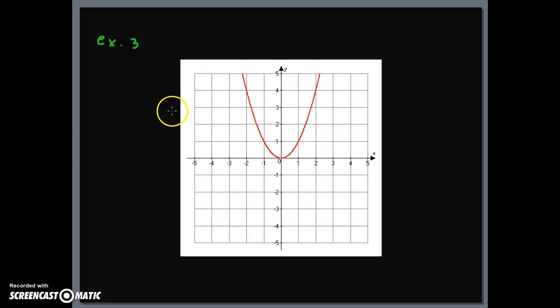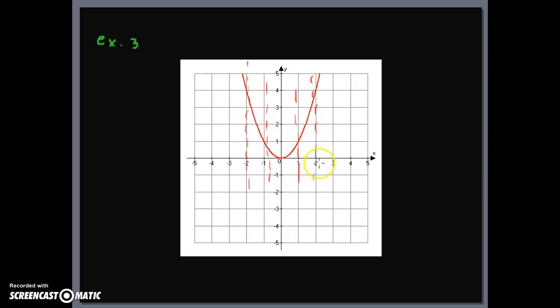Example number 3. So here again we have a line, and we want to see if it passes the vertical line test. We just take our pencil and we start on the left side and we come across all the way to the right, and if it crosses our pencil more than one time, so if it crosses our pencil twice or 3 times, then it's not a function. So it doesn't cross here, doesn't cross here, doesn't cross here.